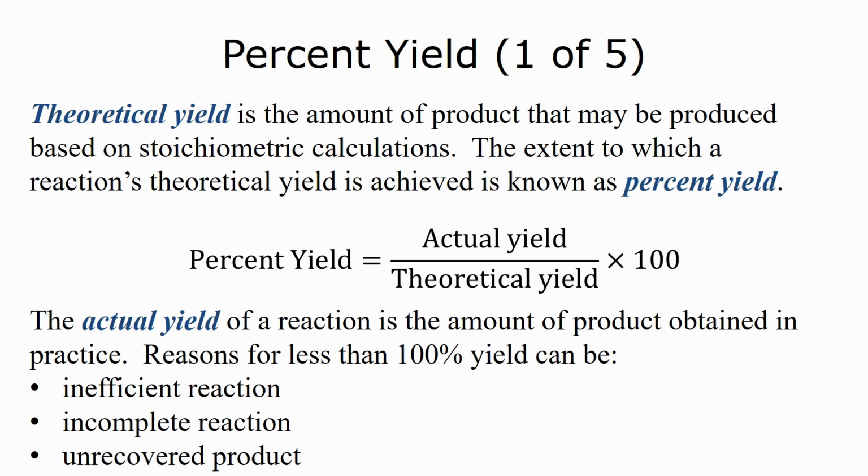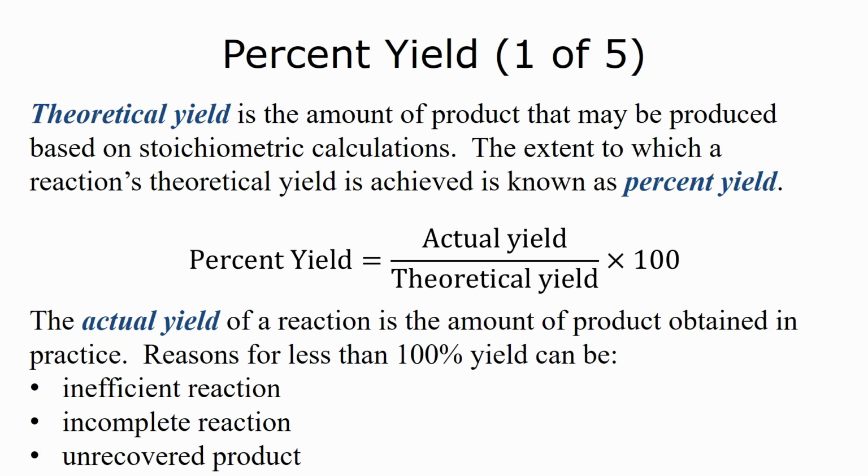Now, percent yield is calculated by the actual yield of the reaction divided by the theoretical yield times 100. The units for actual yield and theoretical yield can be anything as long as they are the same. You can compare moles of actual yield to moles of theoretical yield, or grams of actual yield to grams of theoretical yield.